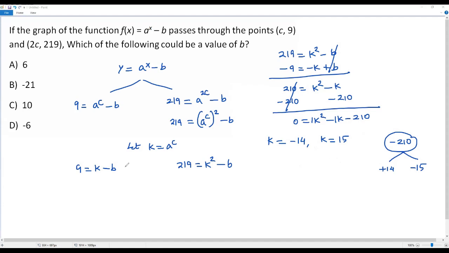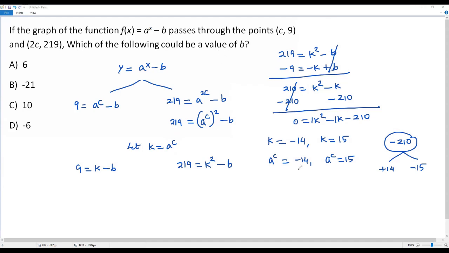Actually, I took this new variable k to make the solving process easier. The original stuff we have for k is a to the c power. So now we can replace the k over here and here by the original stuff, a to the c power. Then I'm getting a to the power of c equals negative 14, and here a to the power of c equals 15.